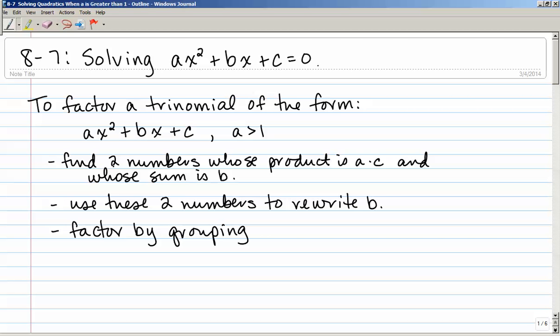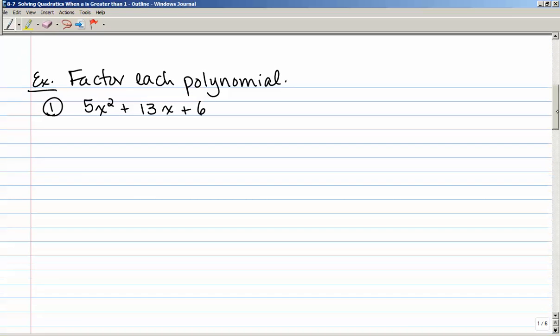The first thing we're going to do is look for two numbers whose product is a times c. So two numbers that multiply to whatever a times c is. And then those same two numbers need to have a sum of b. So what two numbers multiply to a times c and add up to b? We're going to use these two numbers to rewrite b, to rewrite our coefficient of x. That's going to give us 4 terms, and then we're going to factor by grouping. This is a little tedious to do, and it's a lot of steps, but it always works. So let's take a look at some examples here.